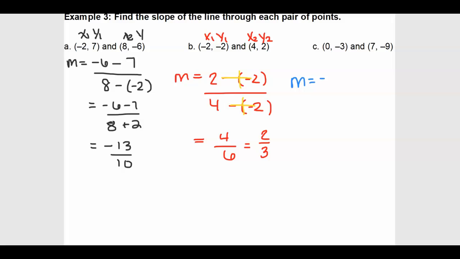In example C, negative 9 minus a minus 3 over 7 minus 0. The order you write them matters. So I can't do 9 minus a minus 3 over 0 minus 7 because it will change the signs. So we get negative 6 over 7.